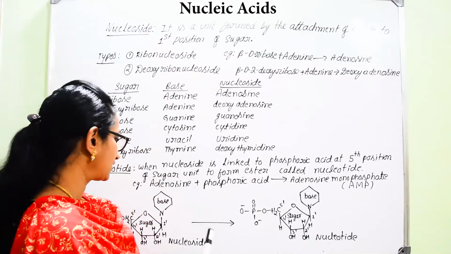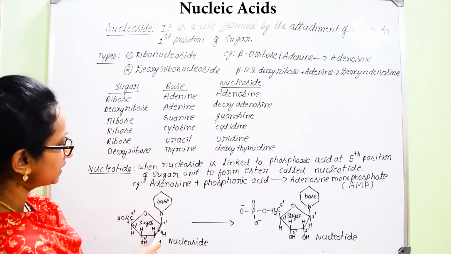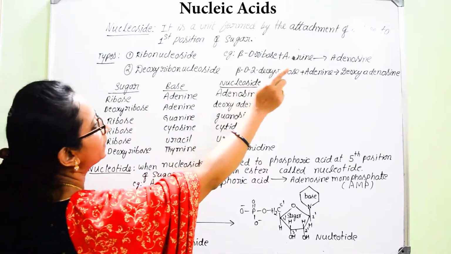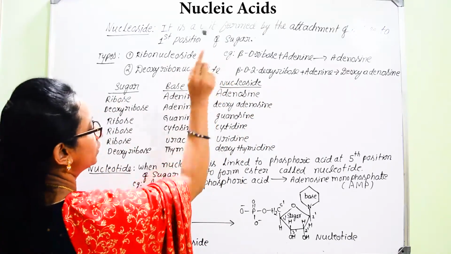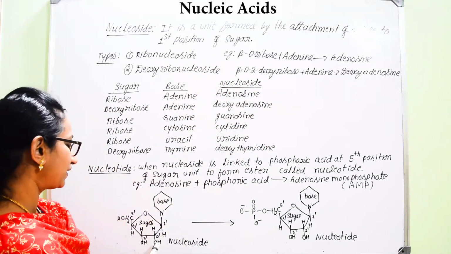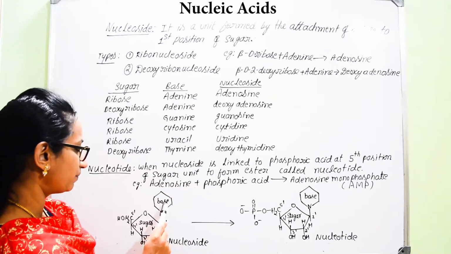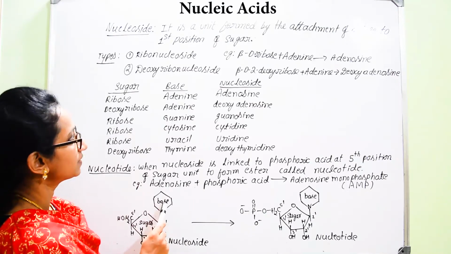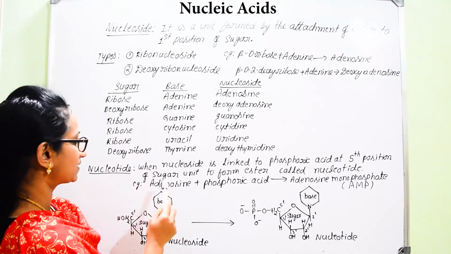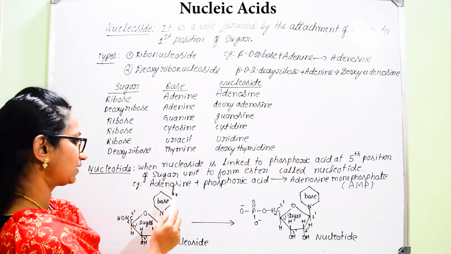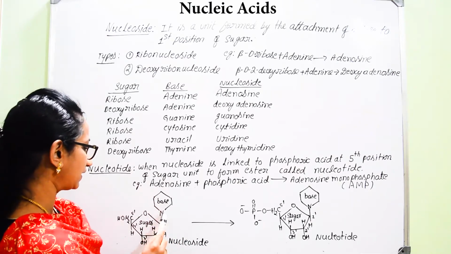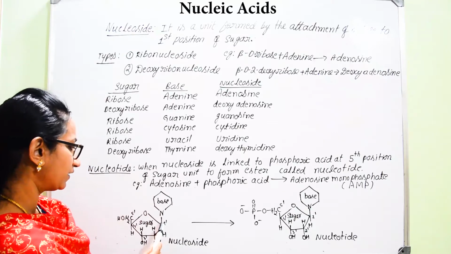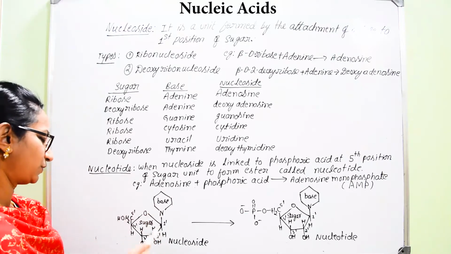Nucleoside is one of the units which is formed by the attachment of a base to the first position of sugar. So nucleoside is formed by the attachment of a base. That base means either adenine, guanine, cytosine, or uracil. So that base will get attached to the sugar moiety at which position? That is at the first position.